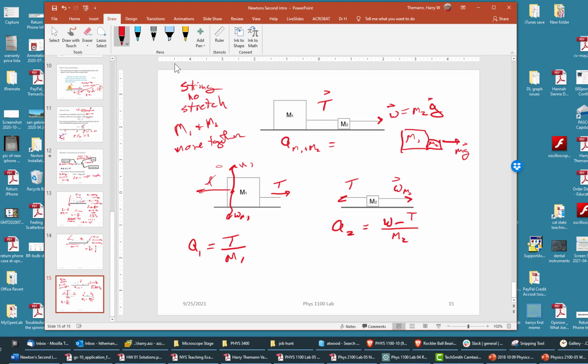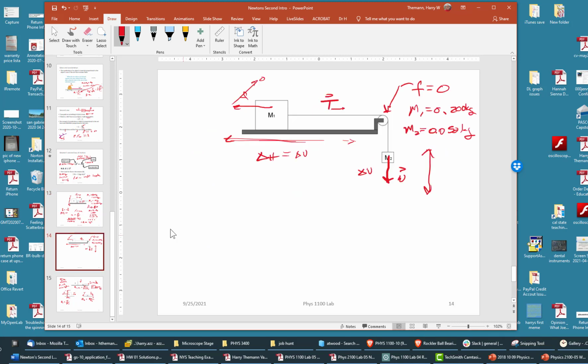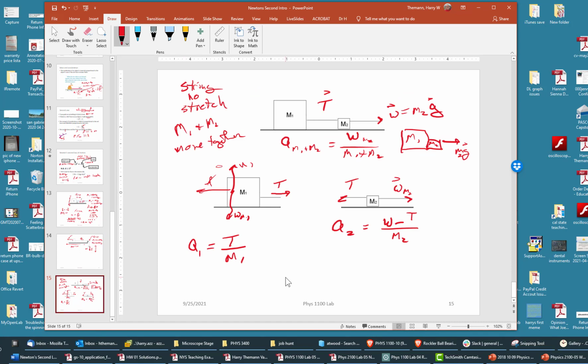Notice that it's just m2 times g, and that looks exactly like the previous problem. So that means that this is equal to the weight of m2 divided by m1 plus m2. So it's very similar to this problem. Oops, I should have duplicated this sooner.